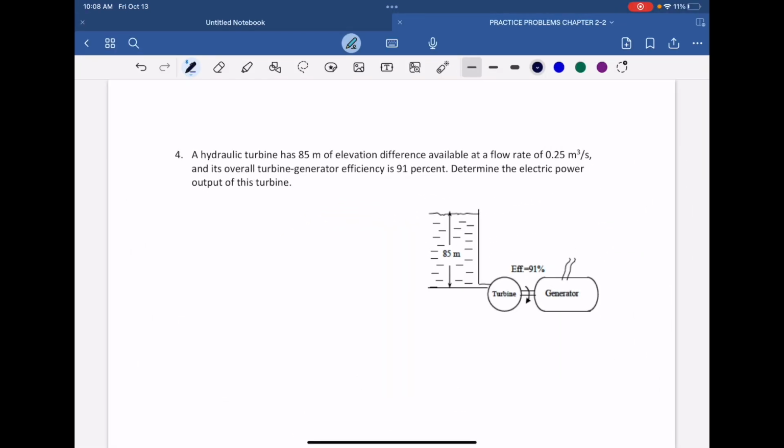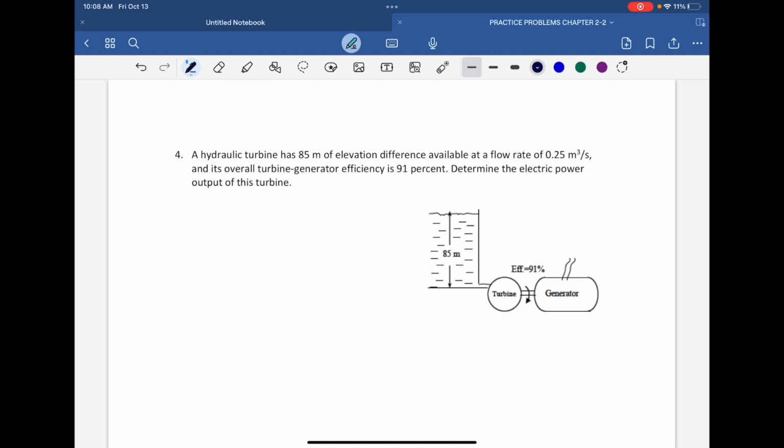A hydraulic turbine has 85 meters of elevation difference available at a flow rate of 0.25 meter cube per second, and the overall turbine generator efficiency is 91%. Determine the electric power output of this turbine.